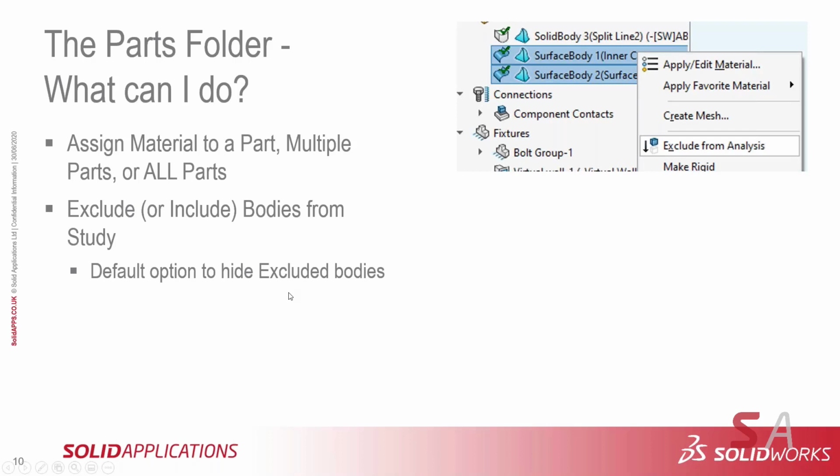So if it's not there, it might as well be hidden. You'll see it in the tree, but it's not in your model. Now, what that means is suppressing parts in SOLIDWORKS is not necessary in a study.